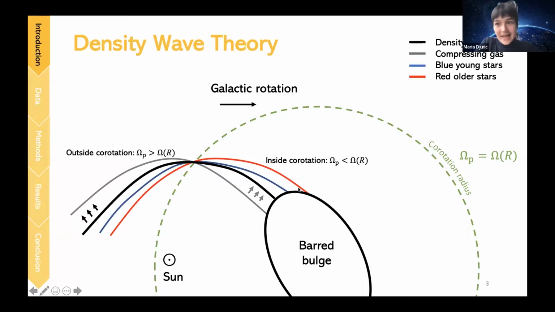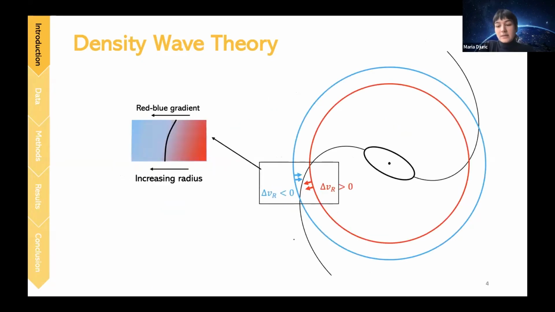So how does this, again, impact our kinematics? Well, depending on the star's position relative to the density wave, stars will either increase or decrease their radial velocity to move into the density wave, since it is a potential well. So here is a schematic diagram demonstrating this.